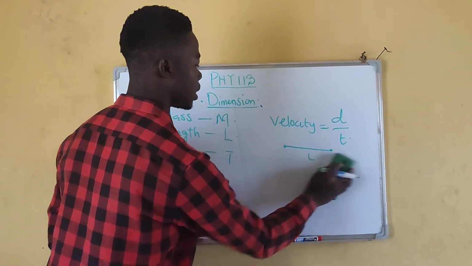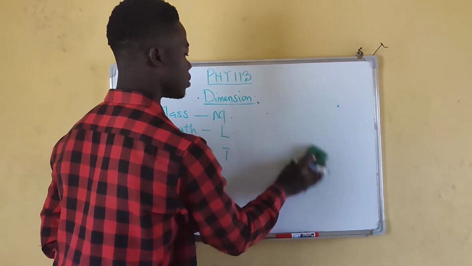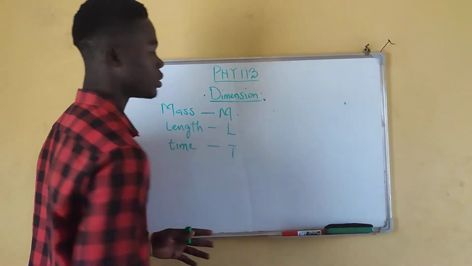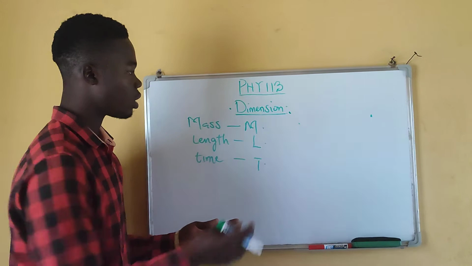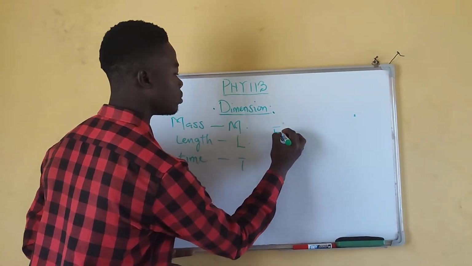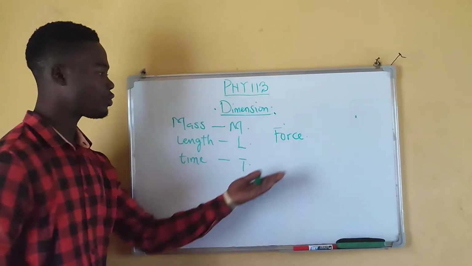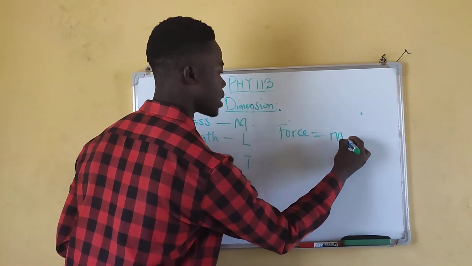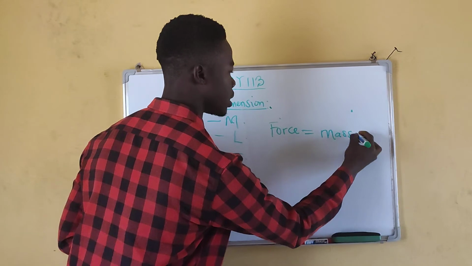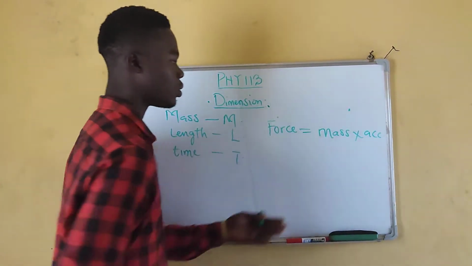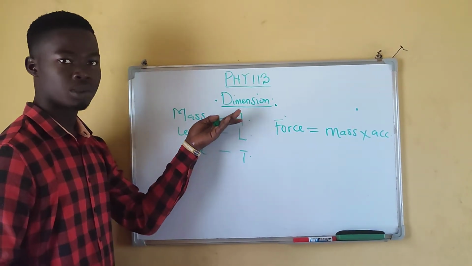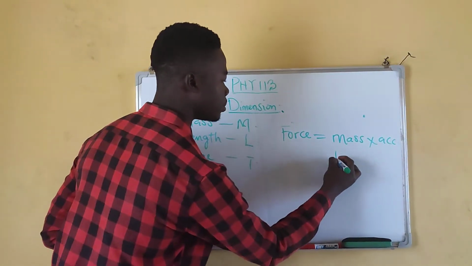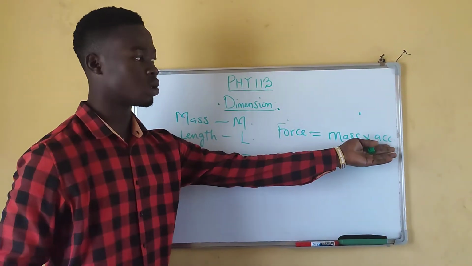Let's take another example, but this time more complex. We have force. What's the formula of force? Force is mass times acceleration. Mass is represented with capital M, while for your acceleration, you need to know the breakdown of it.